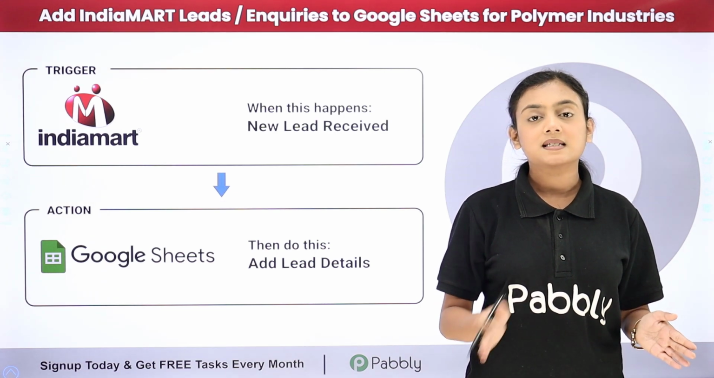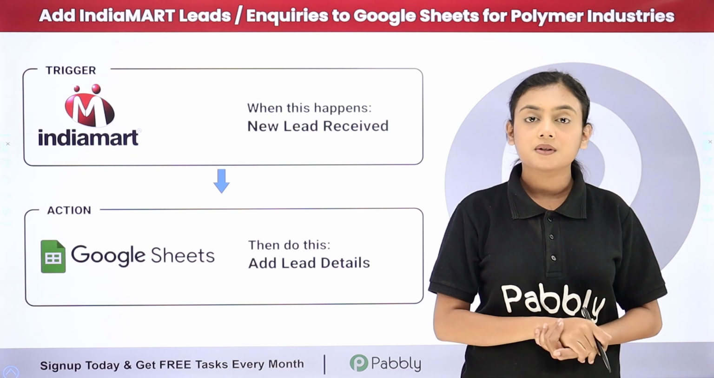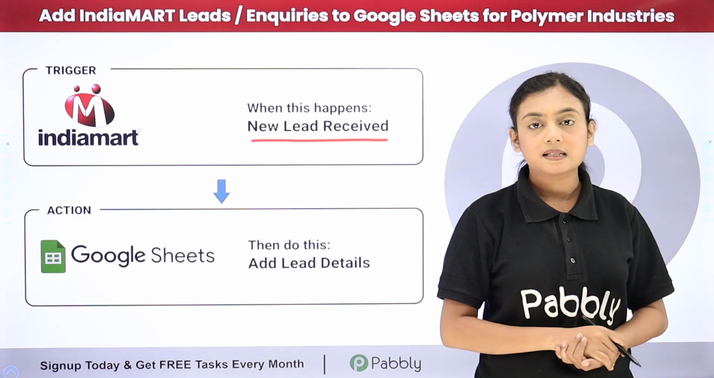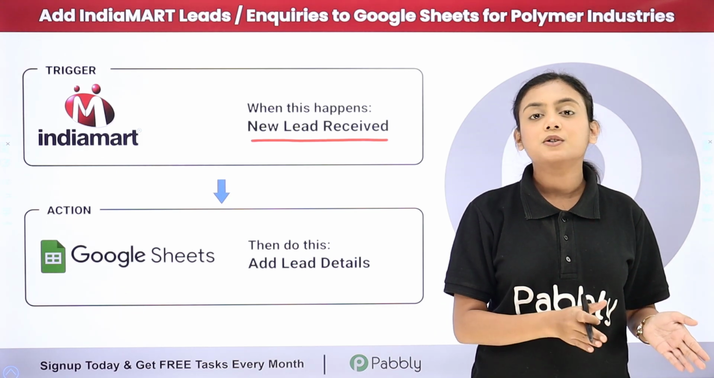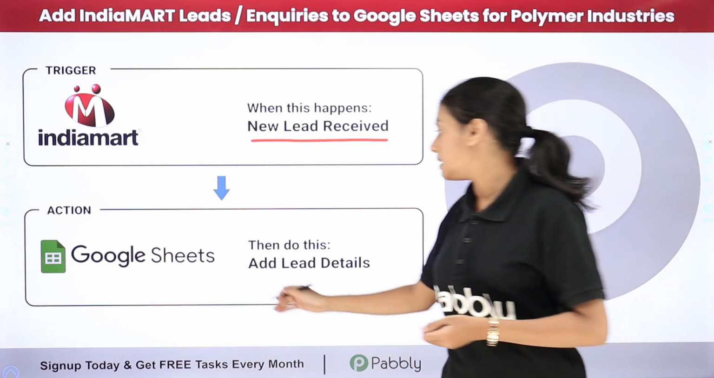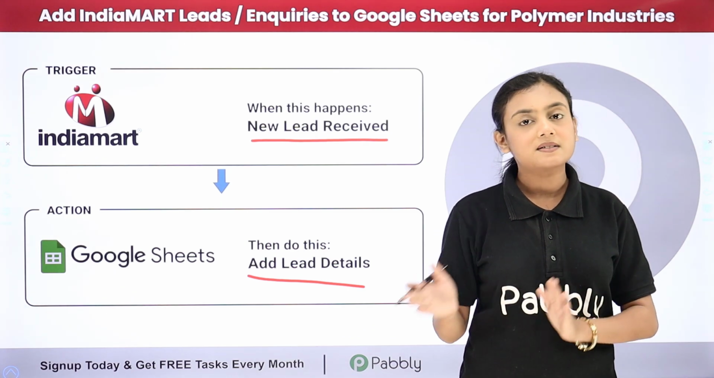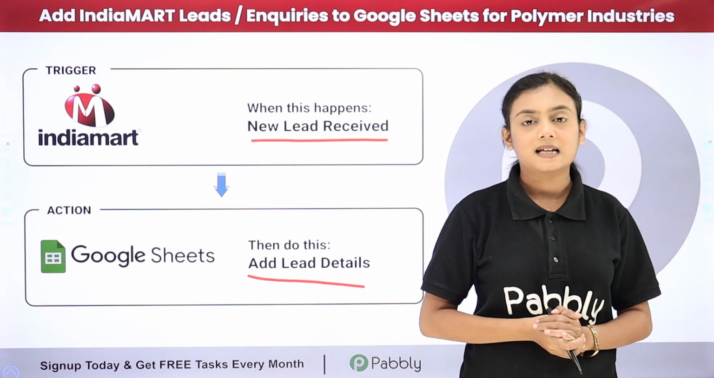Here what I want is that as soon as any of the potential customers or clients, a new lead is going to be generated and I'm going to receive the lead details in my IndiaMART account, I want to create a record of all the lead details in my Google Sheets. I want to add them in my Google Sheets. Now creating these records manually is going to be very time consuming.